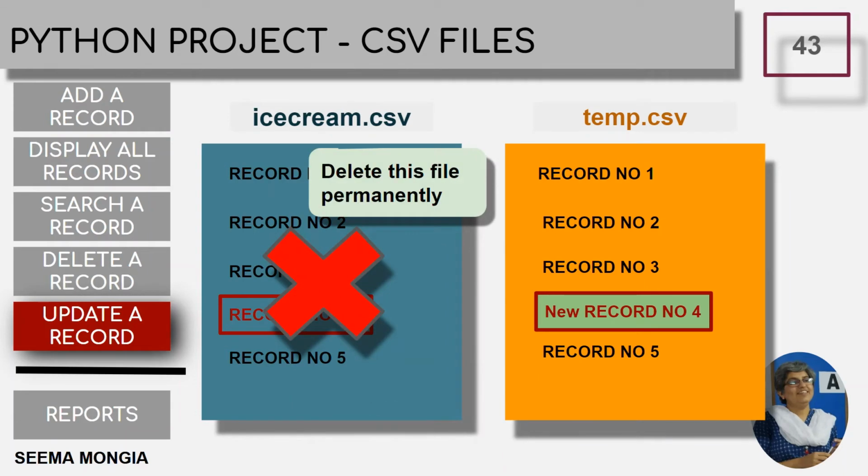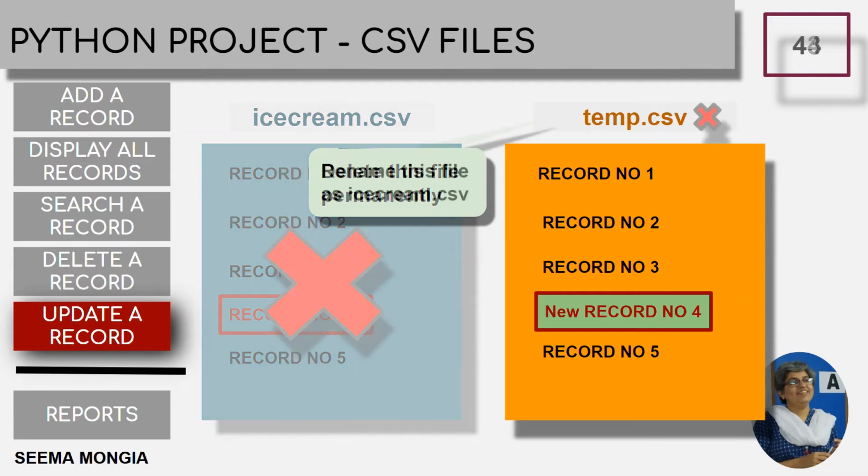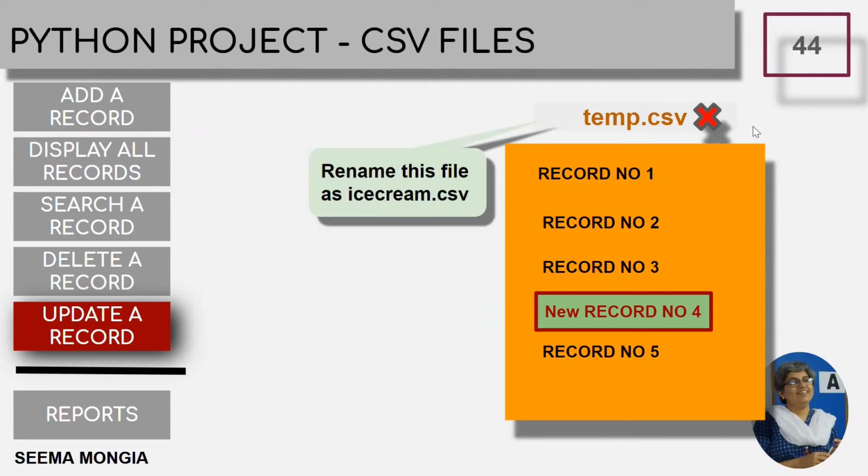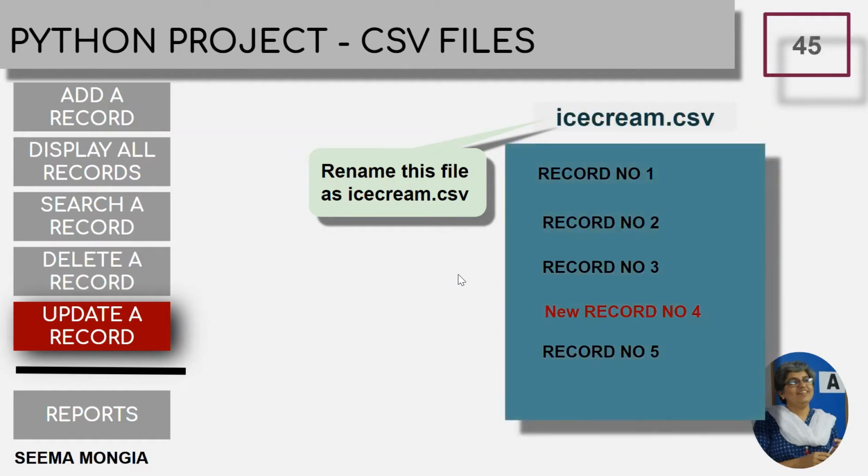Now I will delete this original file permanently, as we have done in the delete method. Similarly, in the update method also, we will delete this file permanently, and obviously we will rename the temporary file as icecream.csv. Now after renaming, my file will become icecream.csv. Now all the records are the same, but yes, this record number 4 is a new or updated record now. This is just the logic representation of how we can update a record.